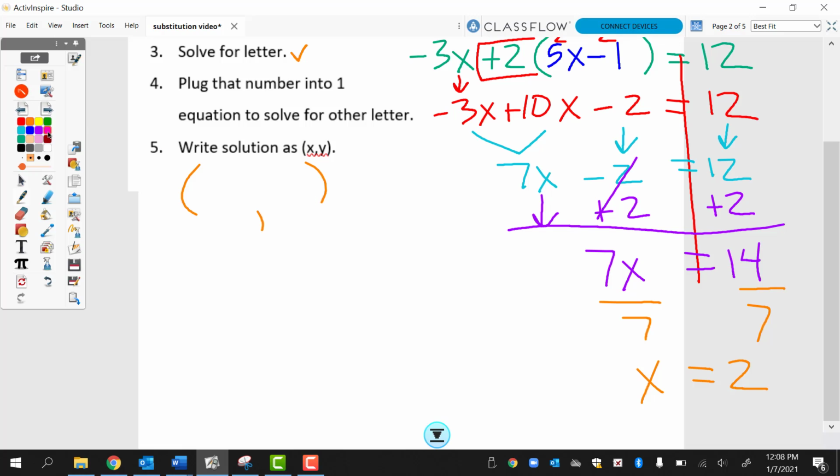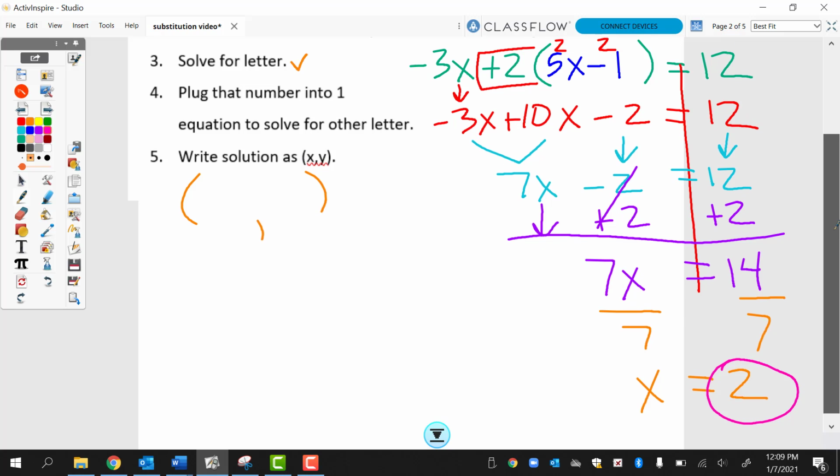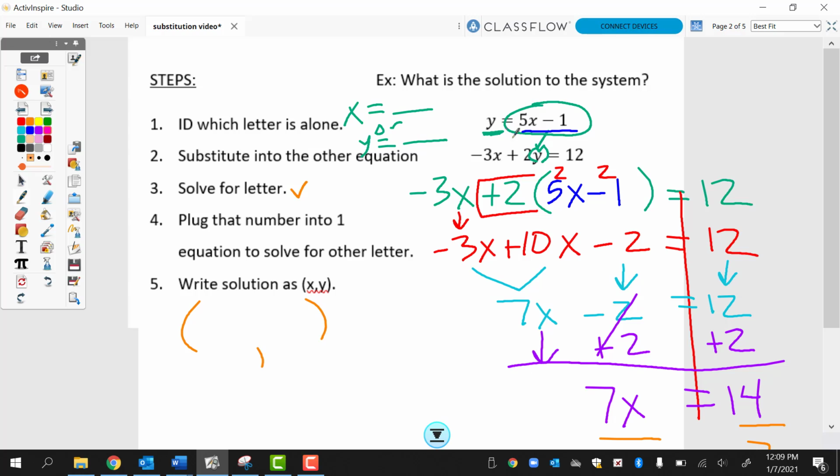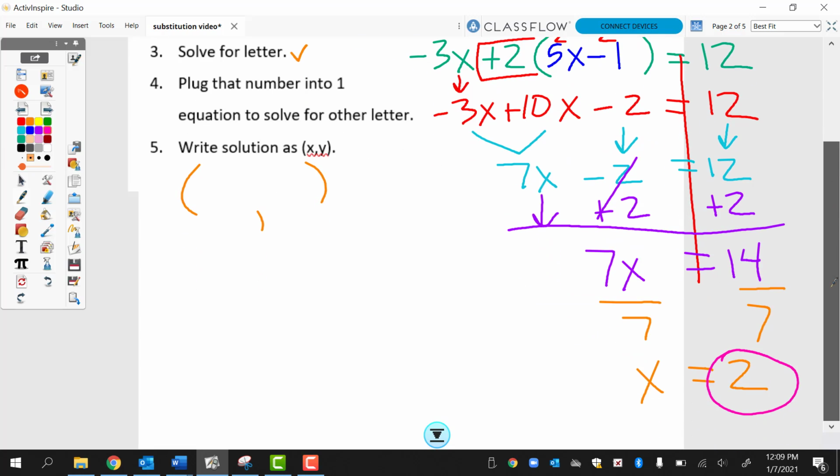So I'm going to take this X number. Now, which equation am I going to plug it into? Because I have two equations. Well, I'm going to plug it into the little blob that I circled up here. I'm going to plug it in where the X is. So now this is 5 times 2 minus 1. We know when we plug it in, we're putting it in parentheses.